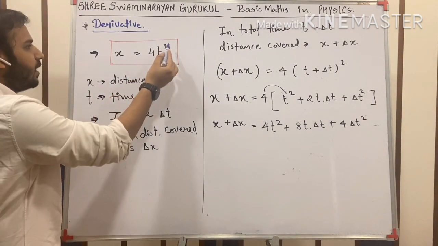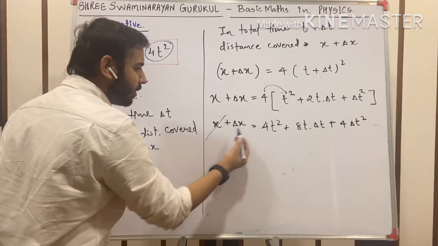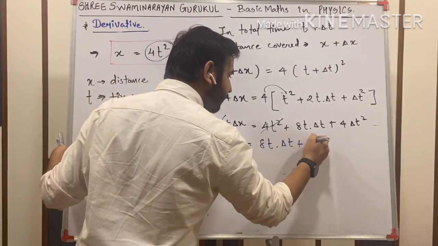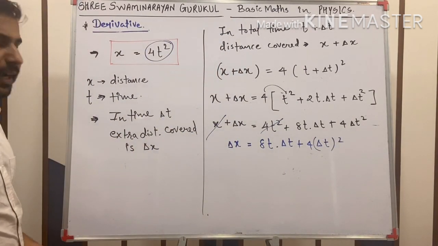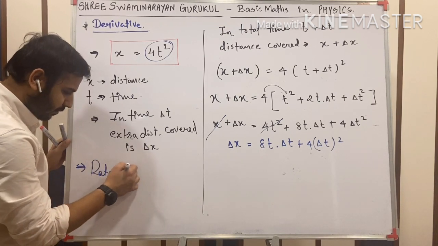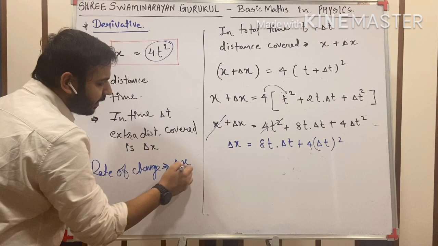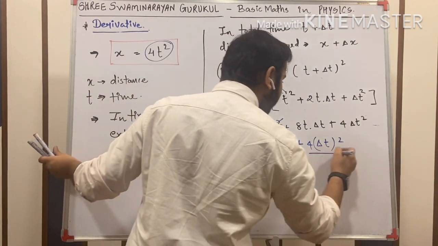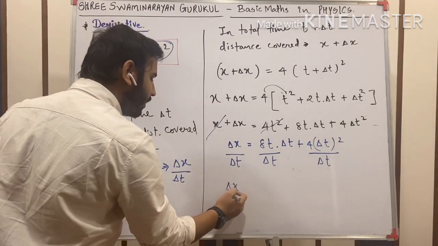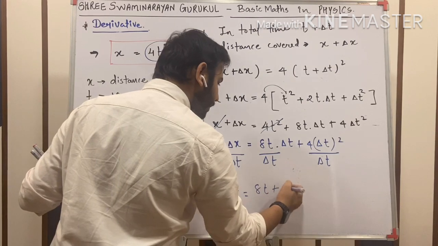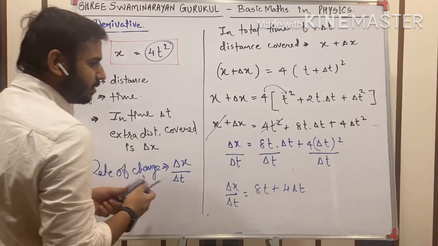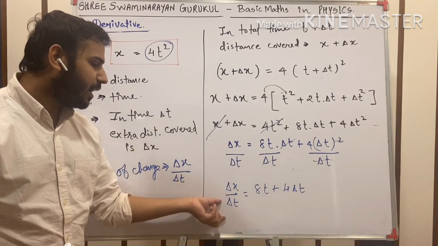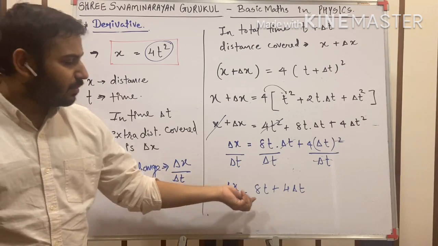Understood? Instead of x, you can write 4t square. Here x and 4t square are same, so you can cancel x and 4t square. Now, delta x is equal to 8t delta t plus 4 delta t whole square. I want to find rate of change, which is delta x upon delta t. I have value of delta x, I'll divide by delta t each. See this, delta t cancels. So the answer is 8t plus 4 delta t for delta x upon delta t. Change in distance with respect to time is this formula.